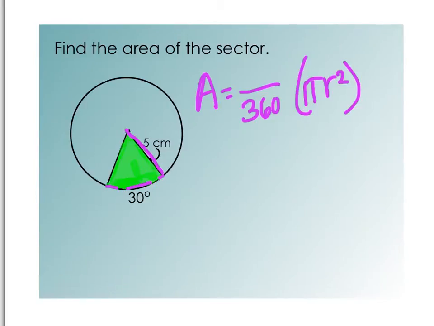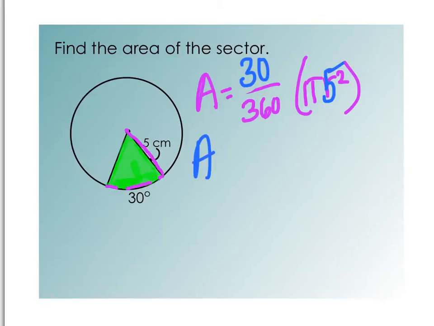Put your 30 above the 360. And we know that r, this value right there, is 5. So we'll put a 5 right here, and we'll square that.